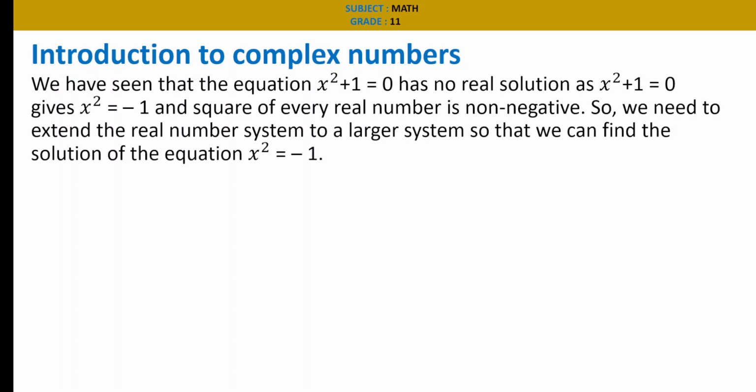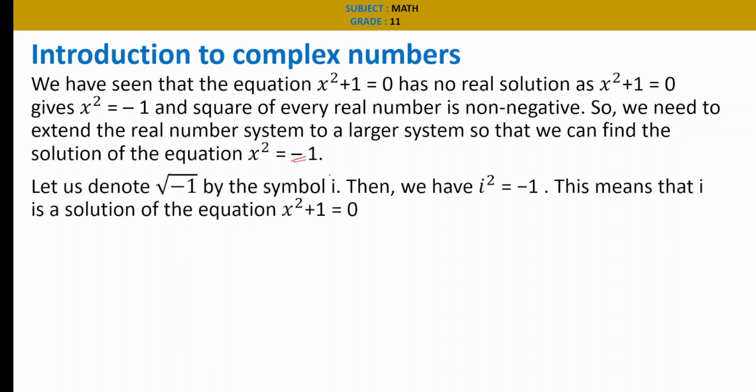We have seen the equation x square plus 1 has no real solution, as x square plus 1 is equal to 0 gives x square is equal to minus 1, and square of every real number is non-negative. So we need to extend the real number system to a larger system so that we can find the solution of the equation x square is equal to minus 1.